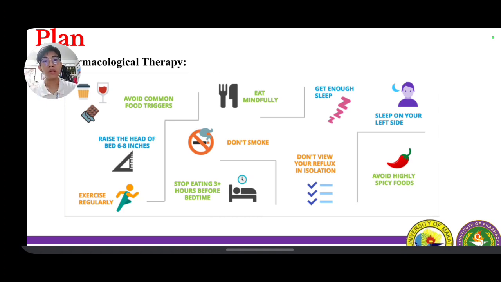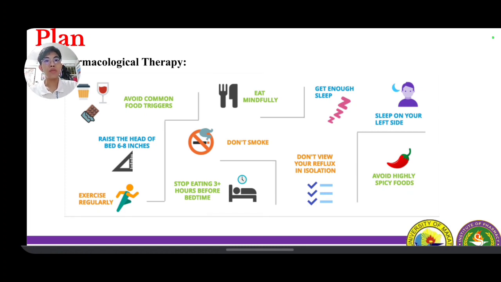It is also indicated that the patient should exercise regularly, eat mindfully or moderate eating of unhealthy food, and also not smoke. Stop eating 3 hours before bedtime because it is one of the common causes why patients develop acid reflux or worse, the chronic one, which is GERD.